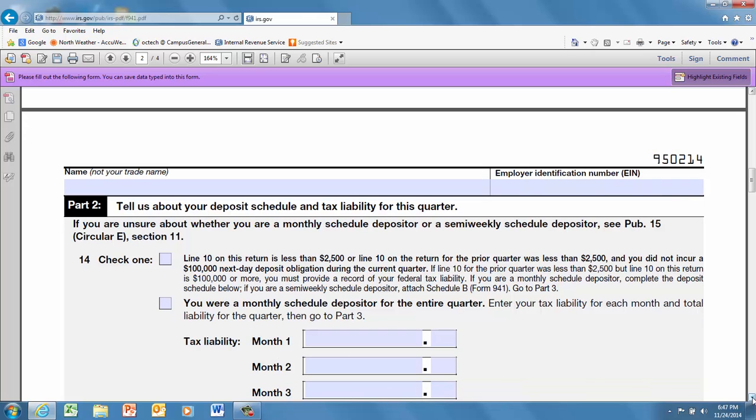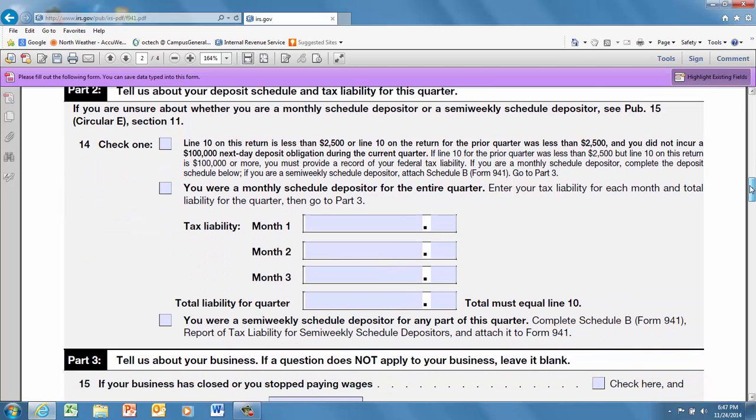Okay, this is the second page. You're going to get your name and the employer ID number, which I'm not going to put here for right now, but that would go in there. Now you have to, for part 2, tell us about your deposit schedule. So you have to check one of these.